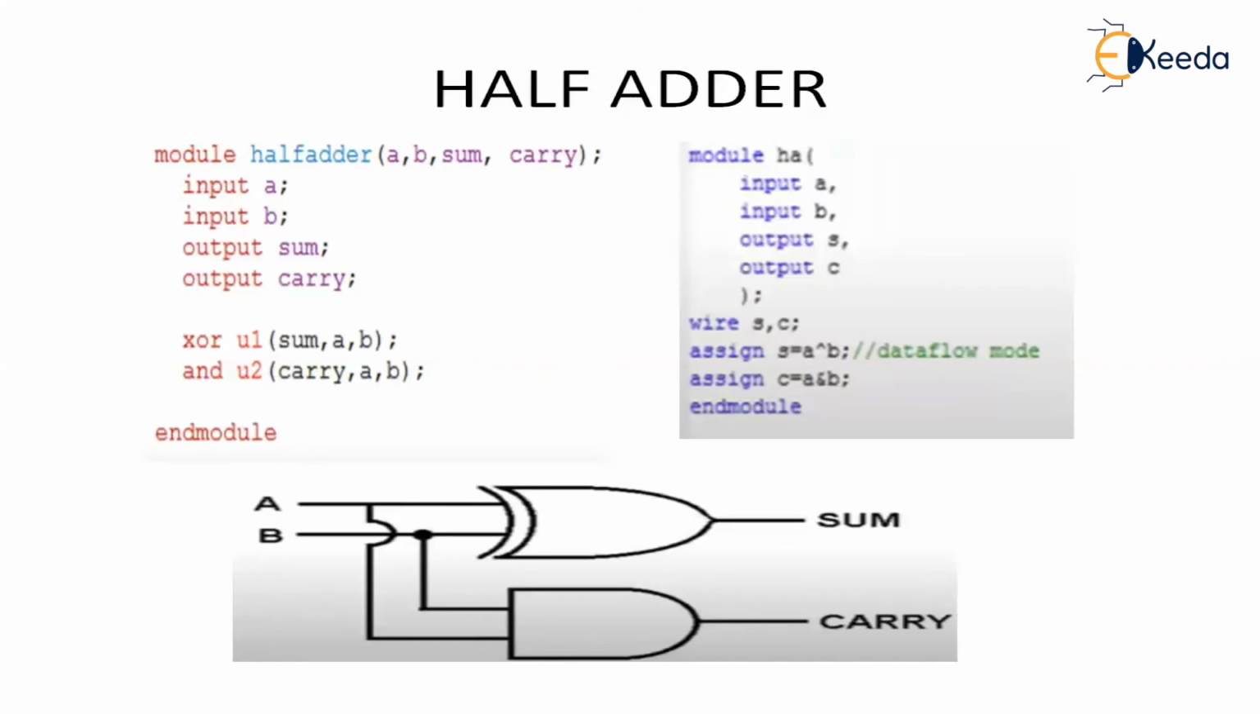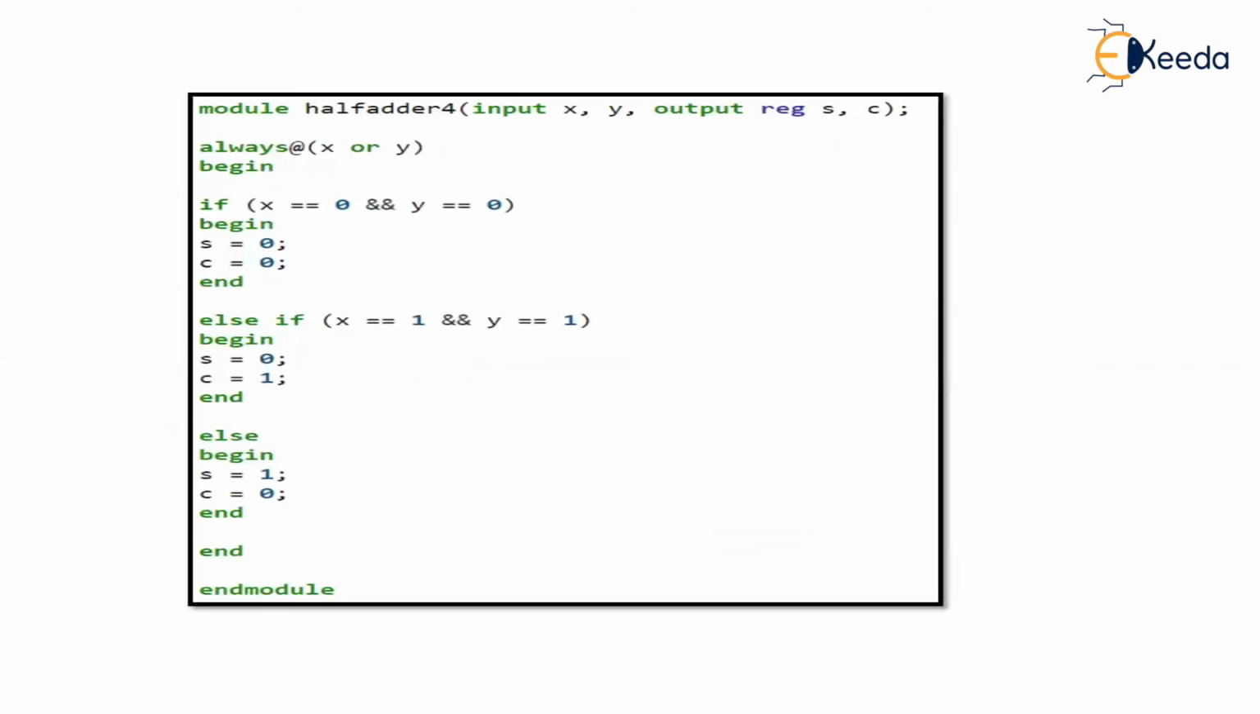If it is a structure, you can mention the gate name. If not, if you know what the gate is actually, and if you know the structure or else your operators, you can go for this type of data flow modeling. And you see that this is nothing but a half adder by using behavioral modeling.